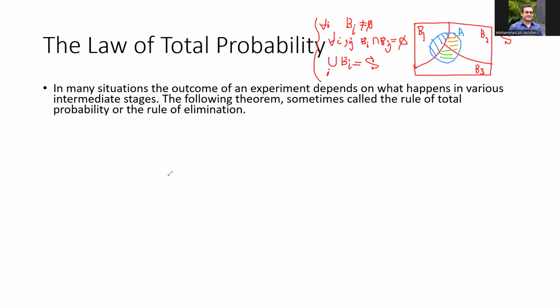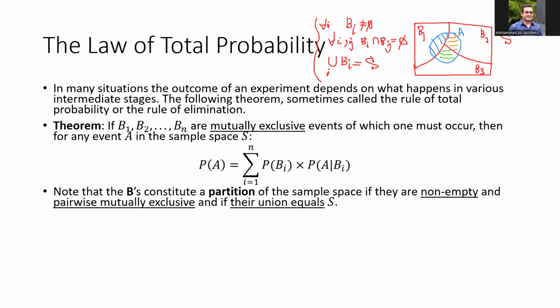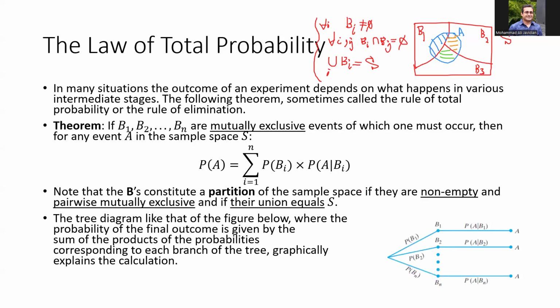So the probability of A is divided into 3 different subspaces. The formula is like this. And the way that you can understand this formula is using the tree diagram. So we have 3 subspaces, B1, B2, and B3. So we have 3 branches.